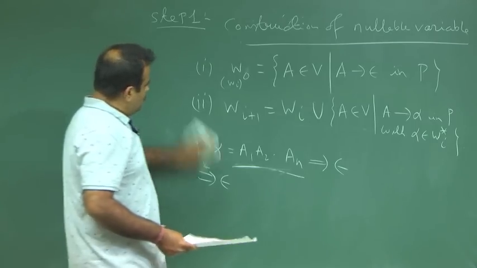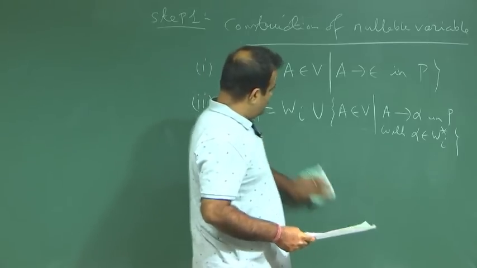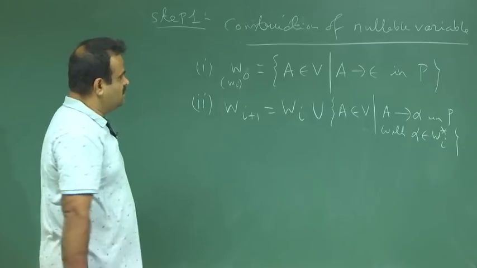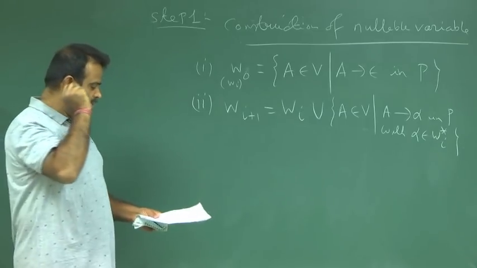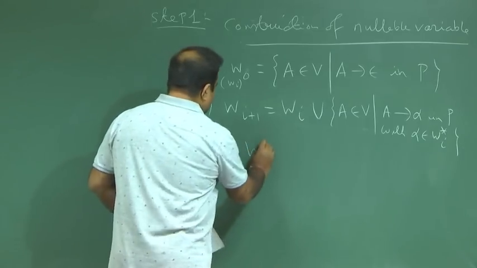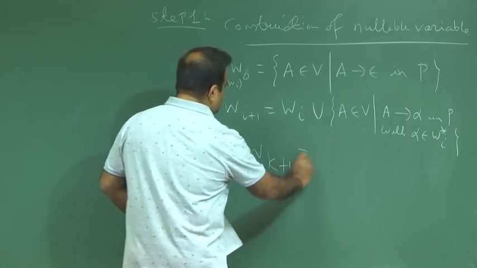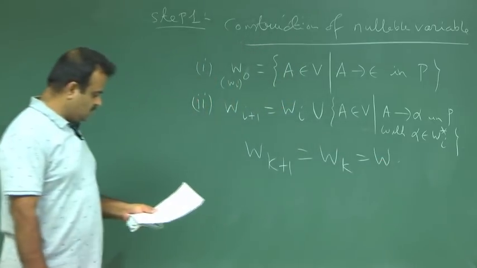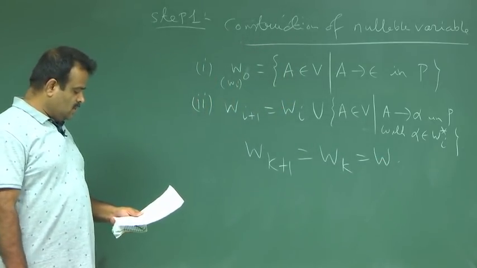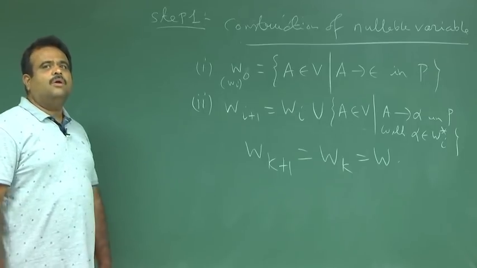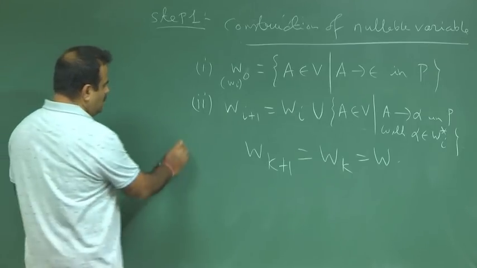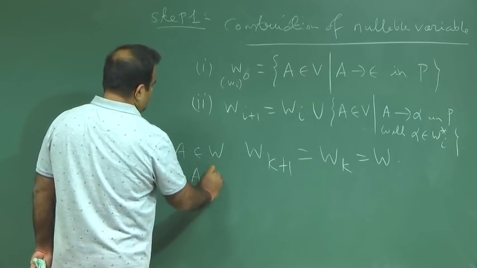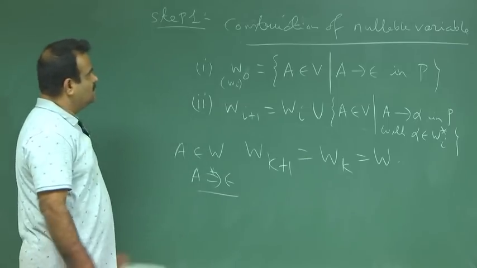So, this is the way we construct the nullable variables, and eventually it will converge. After some time we will see we have captured all the nullable variables. Eventually, we have W k plus 1 equal to W k for some k, and we refer to this as W. So W consists of all the nullable variables, that means every variable belonging to W has this property.